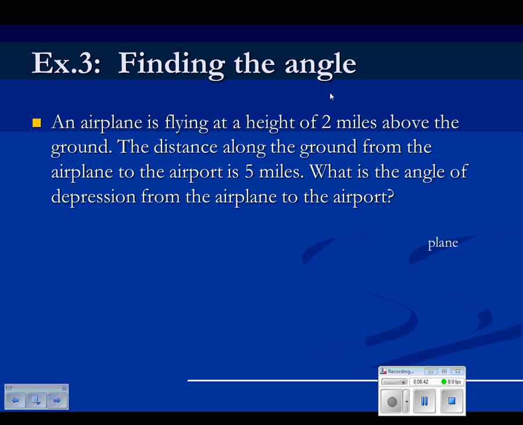Finding the angle. An airplane is flying at a height of 2 miles above the ground. The distance along the ground from the airplane to the airport is 5 miles. What is the angle of depression from the airplane to the airport?